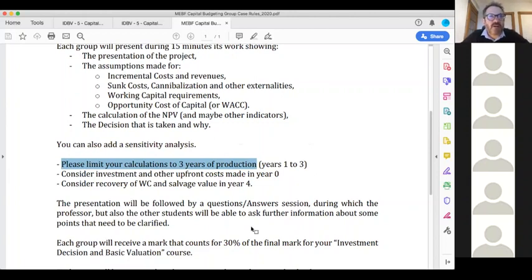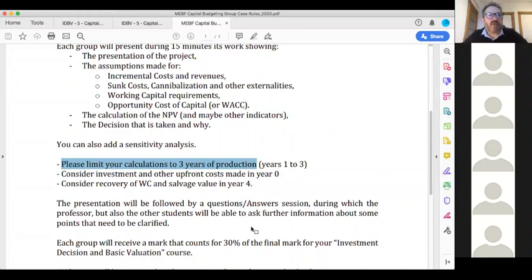Okay, so the presentation will consider investment and other upfront costs made in year 0. So yes, this is my advice. Consider that the negative costs are year 0, and then positive cash flows come afterwards. So you will avoid having an IRR and an NPV that do not go in the same direction. And consider recovery of the working capital and salvage value in year 4, or yes, you can do this, or year 3. Finally, I don't care. And so you can consider a salvage value, terminal value, selling price of the asset, or nothing, depending on what you consider is the most appropriate.